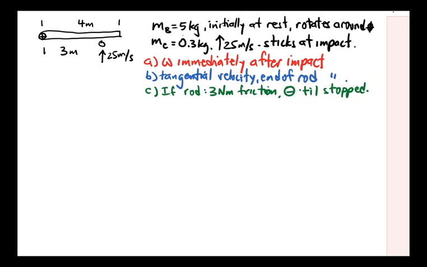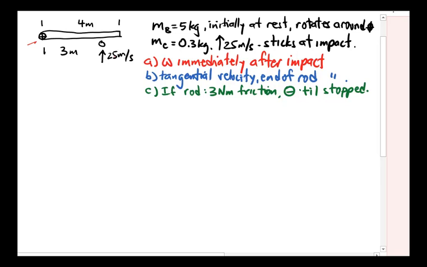The mass of the beam is 5 kilograms. We'll assume it's uniform in its cross-section along there. It's initially at rest, and as noted, it can rotate around this point right here. A little drawing there. We have a piece of clay.